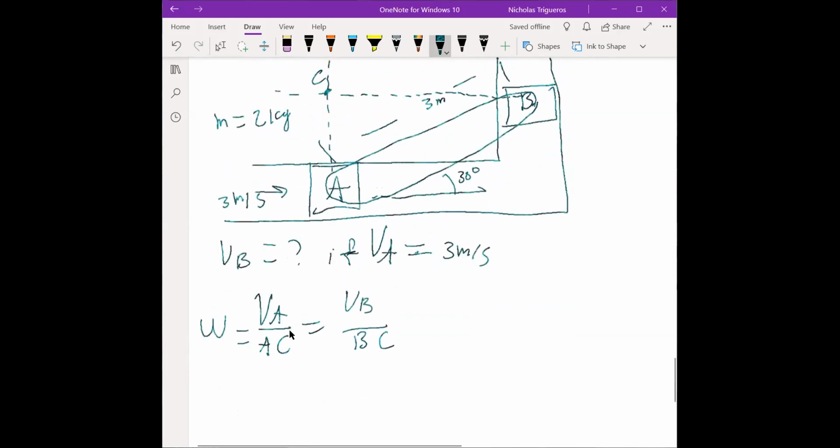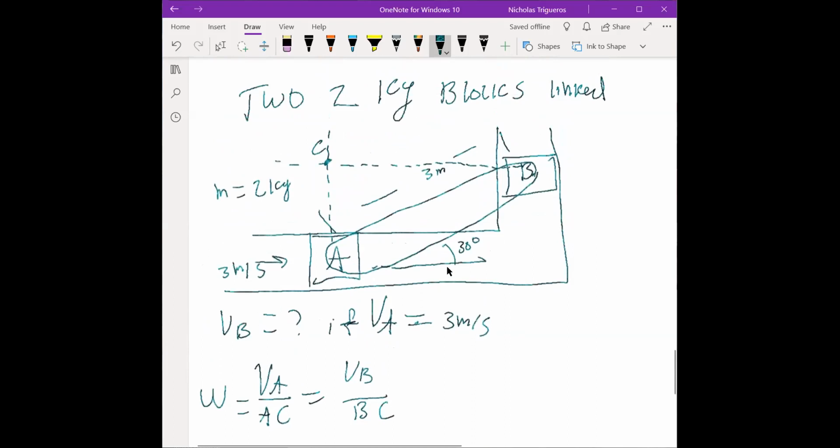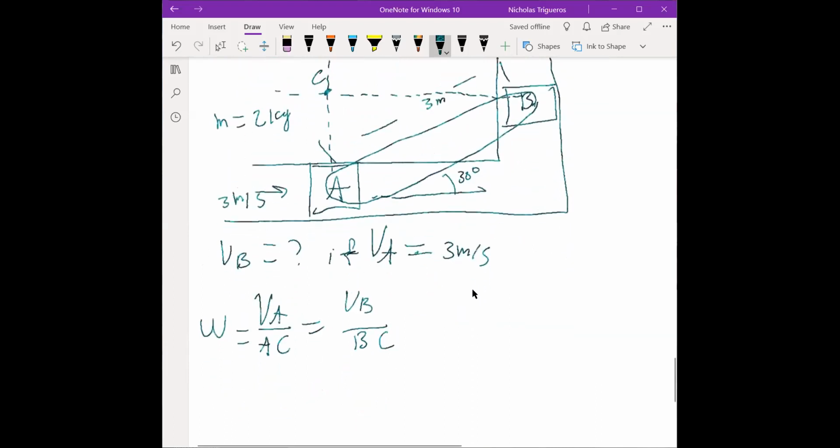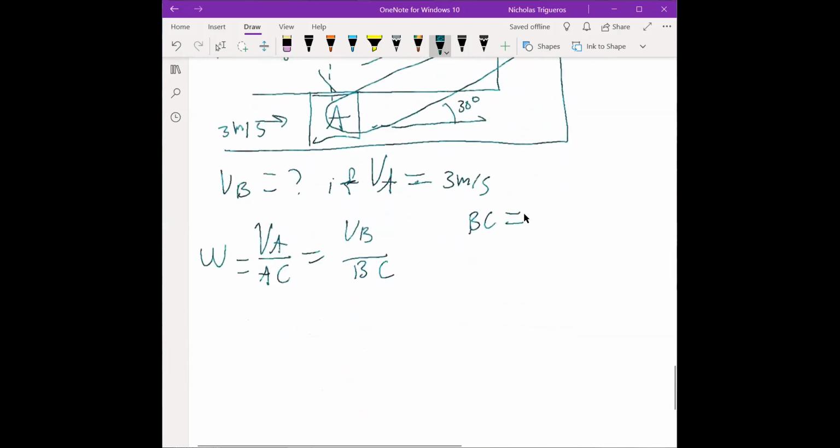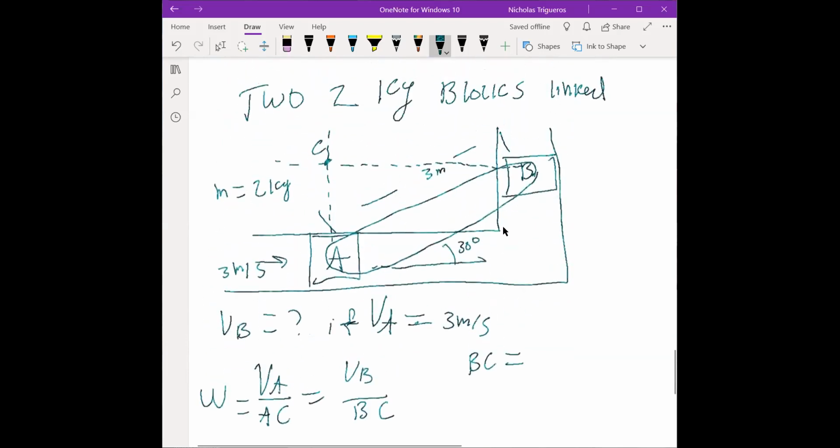We need the distances of AC and BC. How can we do that? We have a 30-degree angle here and we have the 3 meters. So what's BC going to be? Sine of 30 equals opposite over hypotenuse. So it should be sine of 30 times 3, right?